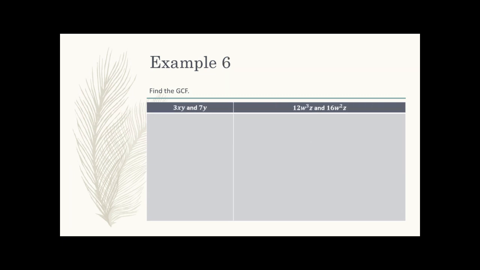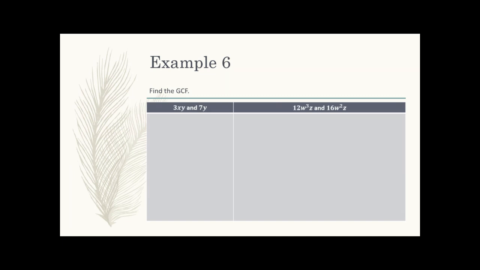So let's throw in some numbers and letters, because that's where you're mostly going to see them. You're going to see both numbers and letters. The letters are super easy; the numbers are the hardest part. So on the left, I have 3xy and 7y. You're going to work on these in pieces: look at the numbers, then look at each letter separately.